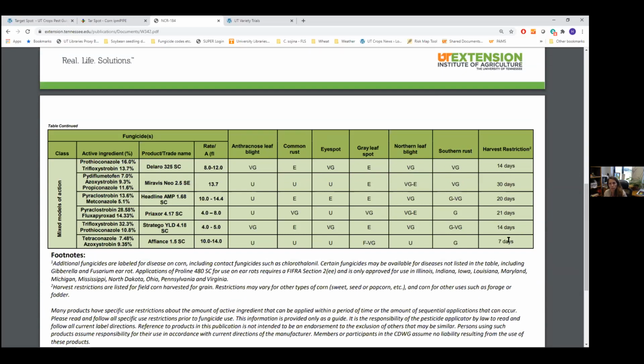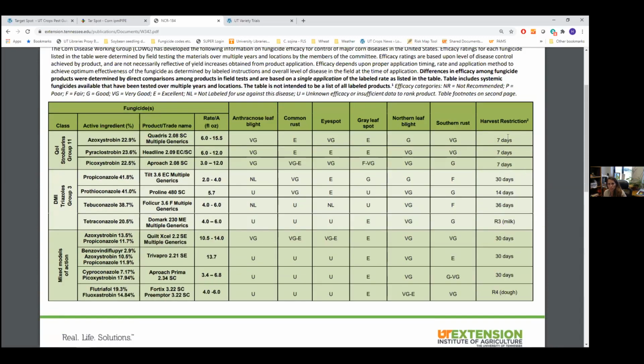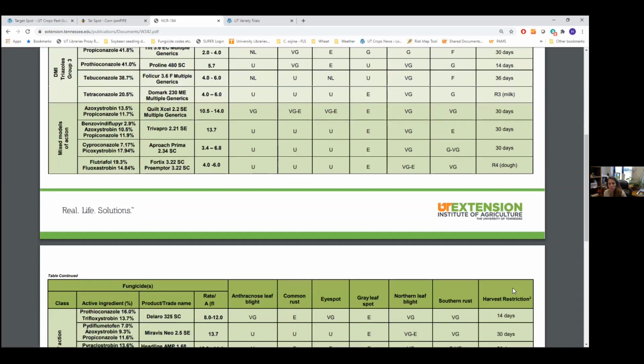Again, we also give harvest restriction days. So if someone's late getting out a fungicide application, you might have to read a little bit deeper into the label just to make sure different restrictions can apply for different types of corn, like sweet corn, seed, or popcorn, as well as corn for forage or fodder. Don't necessarily use these harvest restriction days. A lot of them are similar, but some are slightly different. But to be aware of that. So a lot of them, it just varies. You do get in some 30 days ones versus 7 days when you get into the mixed mode of actions.